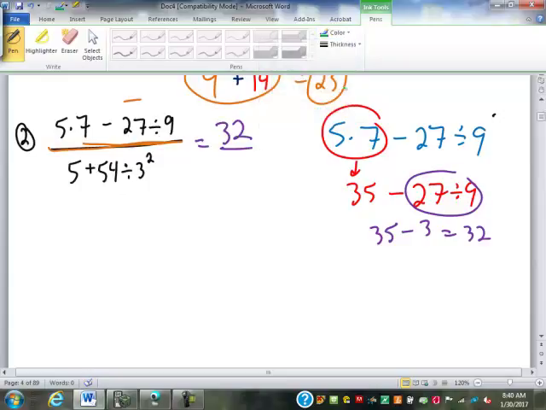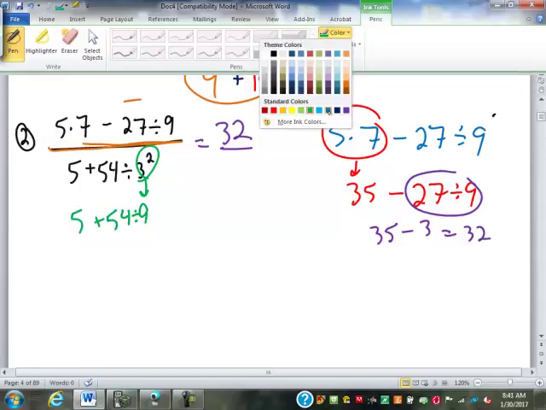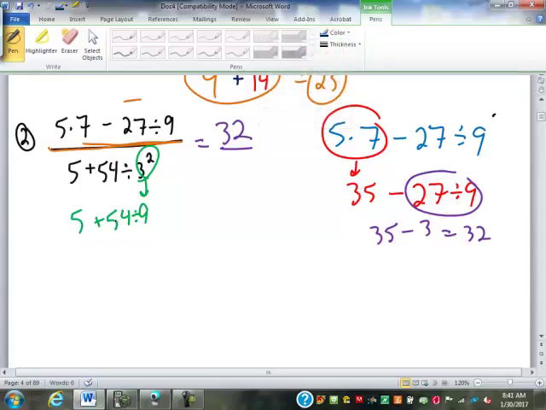On bottom, what do we have to do first? Exponent. 3 squared is 9. And then 54 divided by 9 is 6. 5 plus 6, 11.